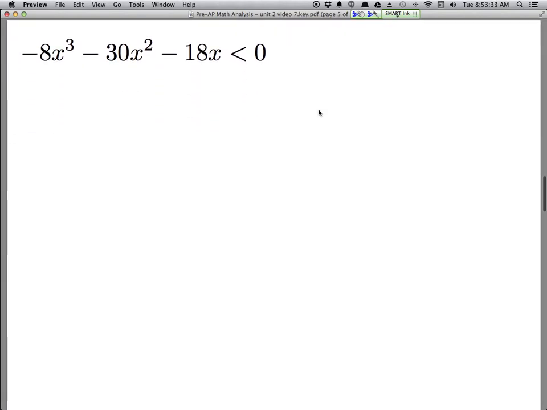All right, next one. I have negative 8x cubed minus 30x squared minus 18x is less than 0. So I want to solve this inequality. Factor, what do you want to do to factor? Take out a 2x. I would take out a negative 2x. So if I do that, that's going to give me 4x squared plus 15x plus 9. I'll take out a negative 2x, gives me that.